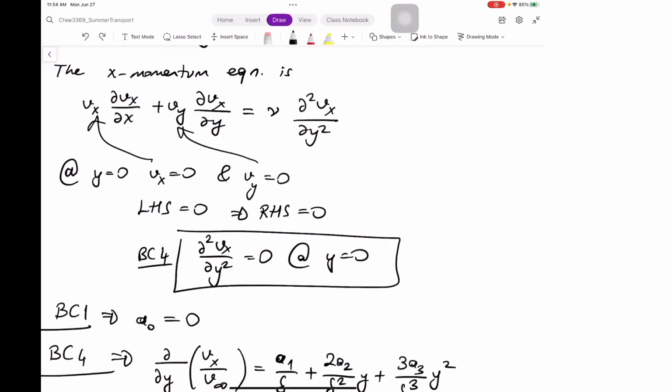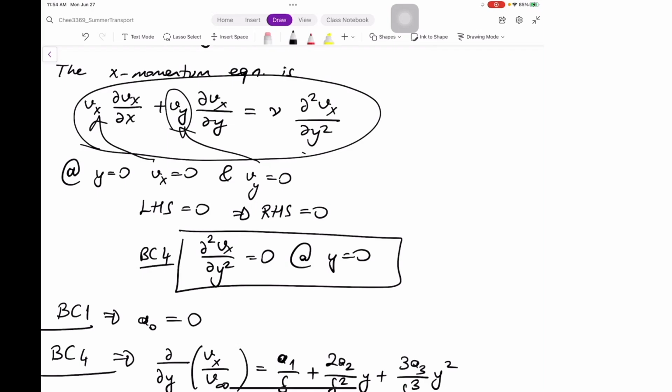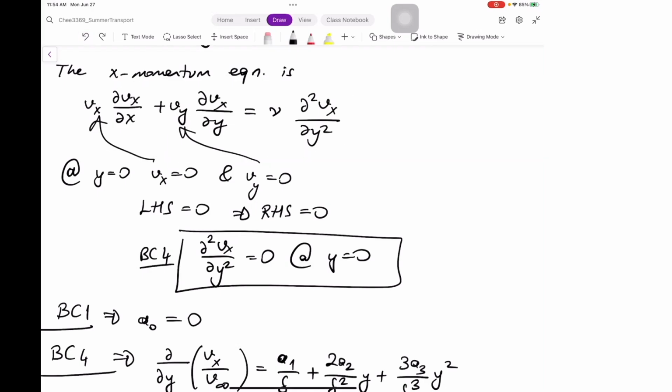Although at y is equal to 0, Vy is equal to 0, you cannot use it because we are trying to find out the functional form for Vx. That's why we use the x momentum equation, so that we make use of Vy to give us information about how the profile is changing. Okay.